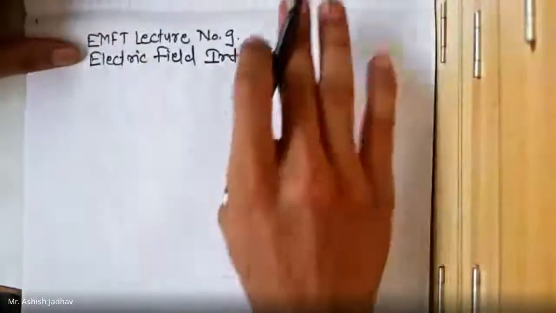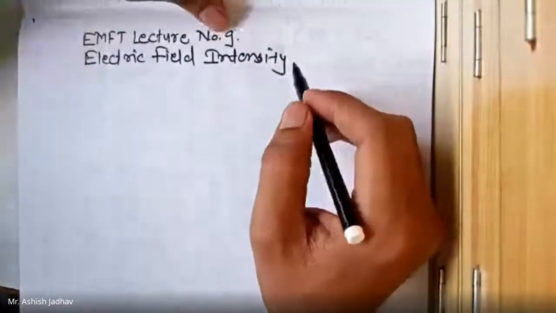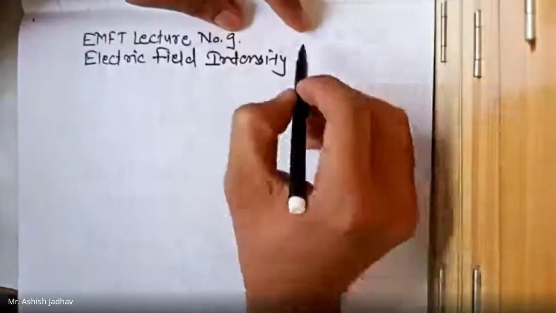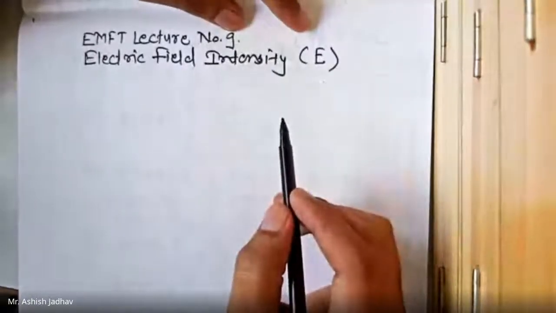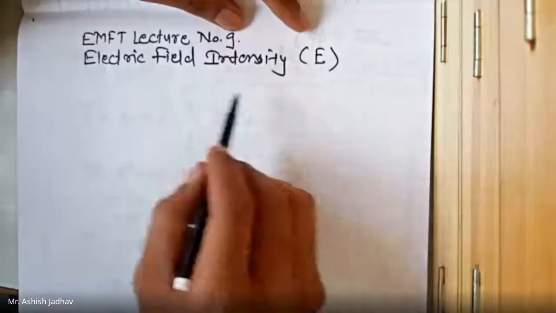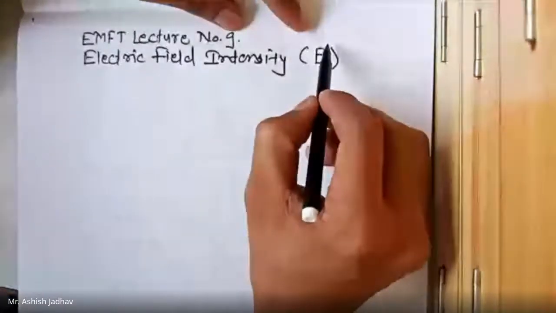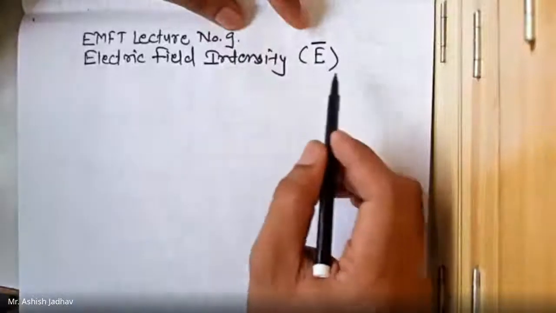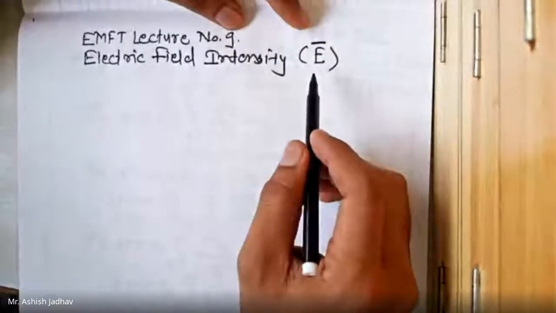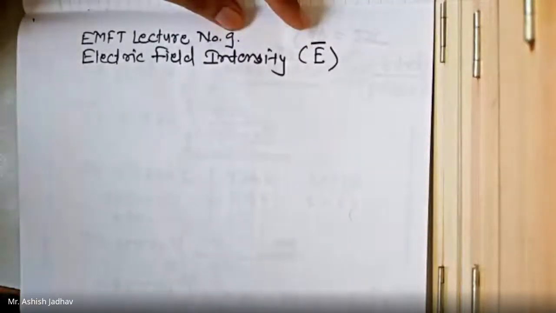So today we will discuss the electric field intensity. Basically, this new parameter of electrostatics is denoted by capital letter E. Now, this is a vector quantity, hence it has to be mentioned like E bar. Now, just to understand this electric field intensity, we will take a look at Coulomb's law once again, and then we will proceed.